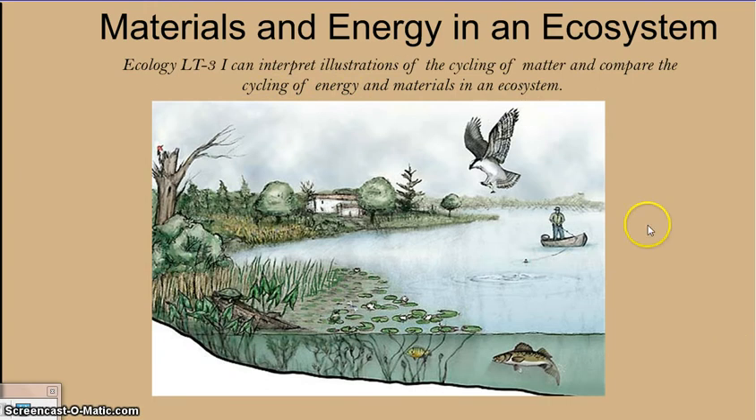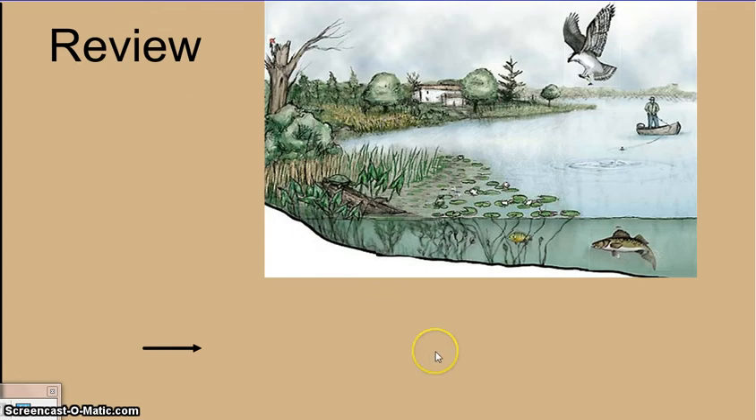So here we have a picture of an ecosystem, and this learning target is really about understanding the relationship between matter and energy, which are two different things. Let's review first what we've learned about energy movement. So far in this class, that's what we've focused on, and we've done it using food chains.